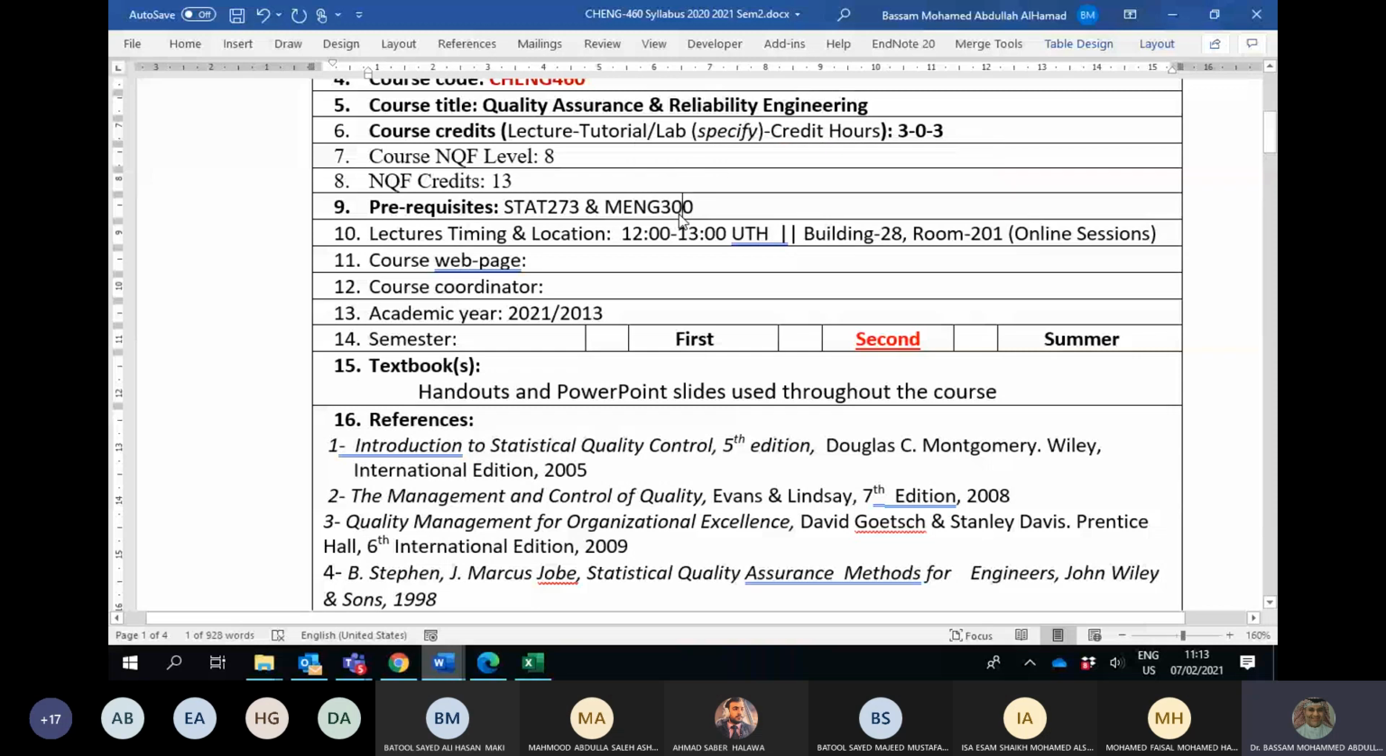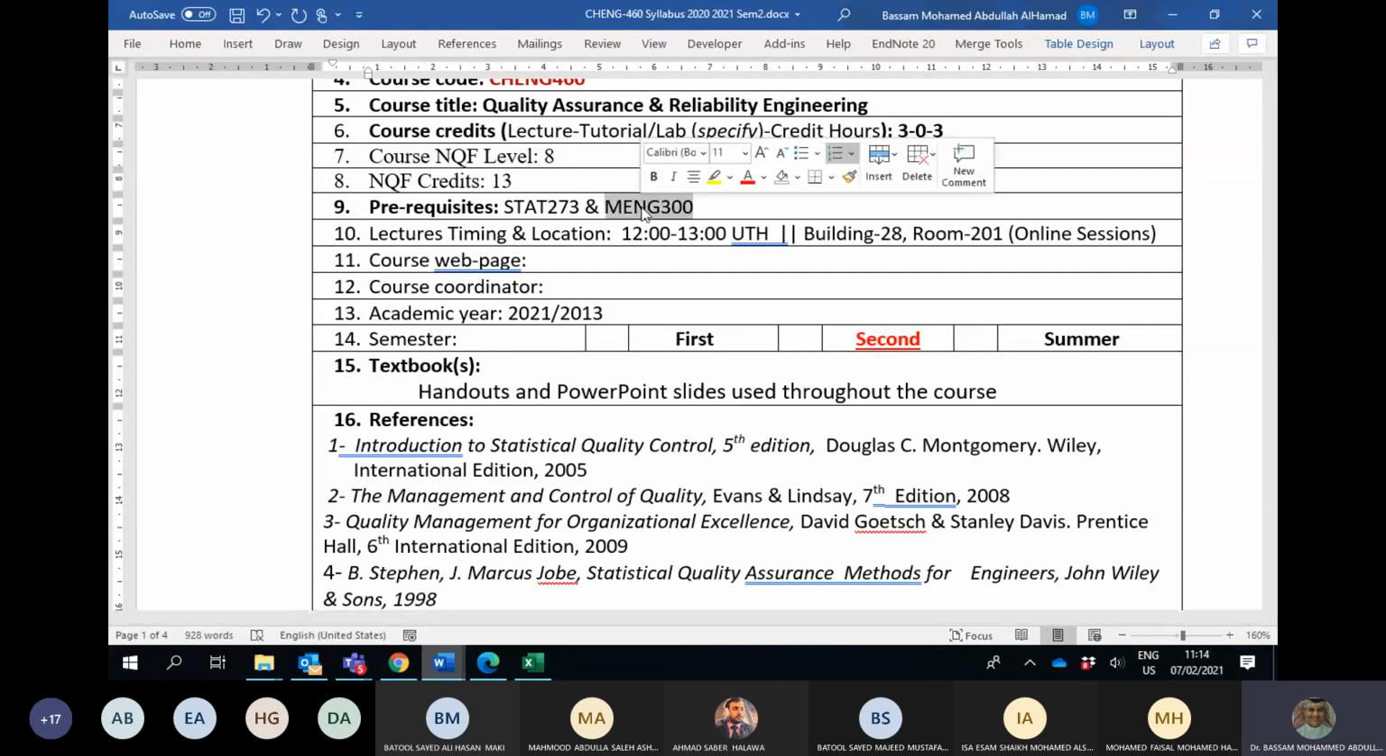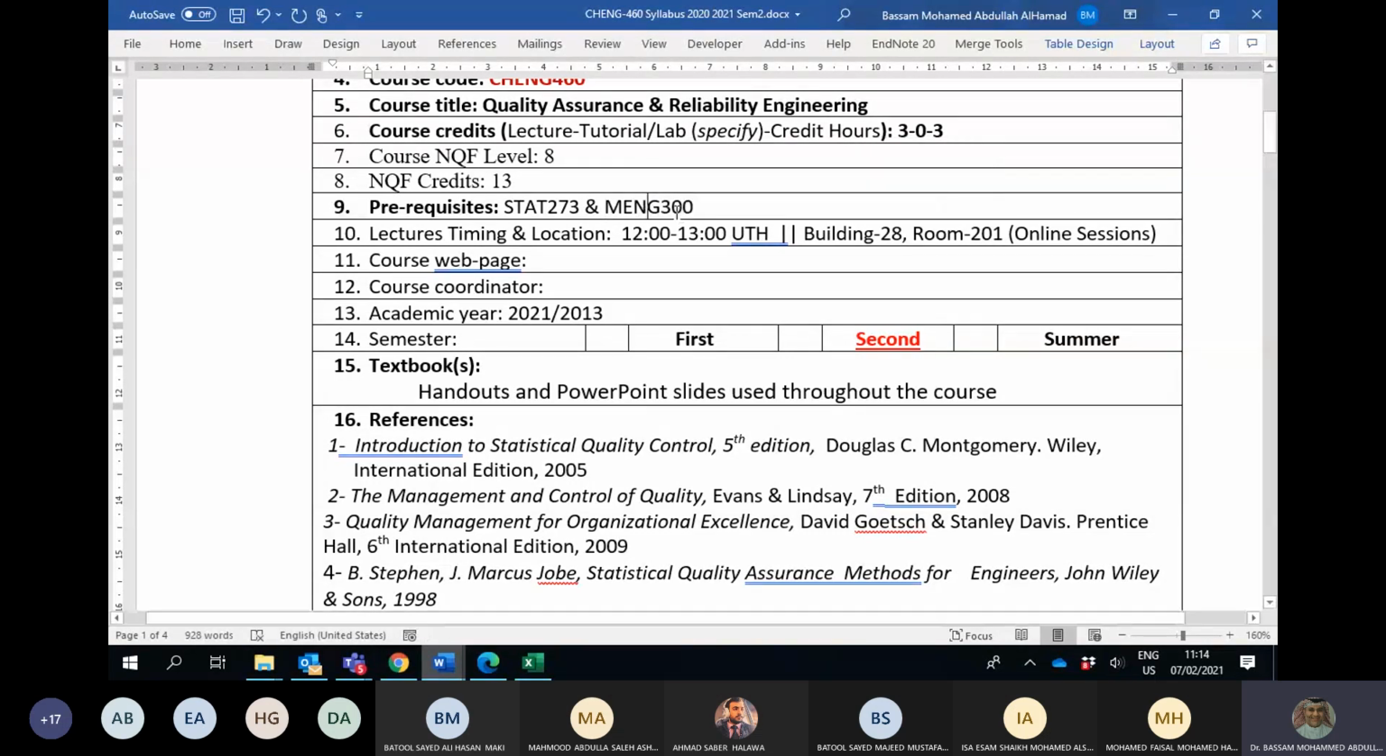Then you also have MINT 300, which is related to management systems. And what do we mean by management? Most of our classes are going to be discussions with examples. And that's what makes my course different from many other courses. People who have taken MINT 300 and even 400 will find the difference in my course is that I will always present examples.